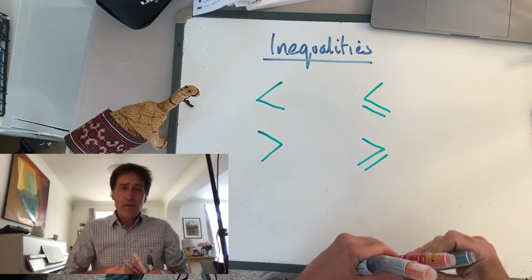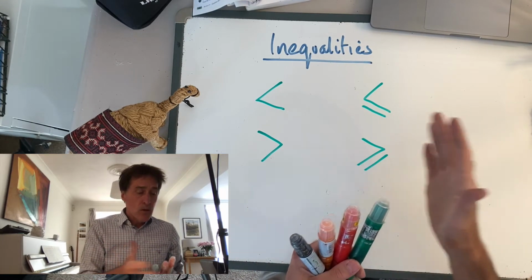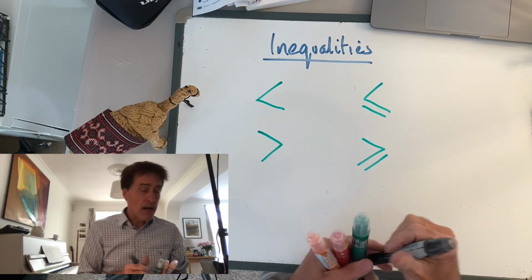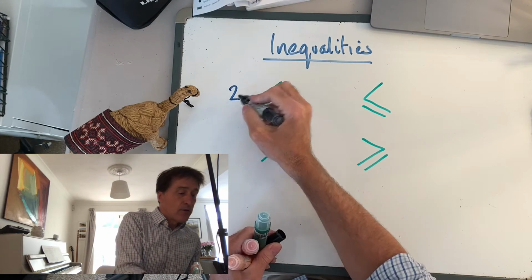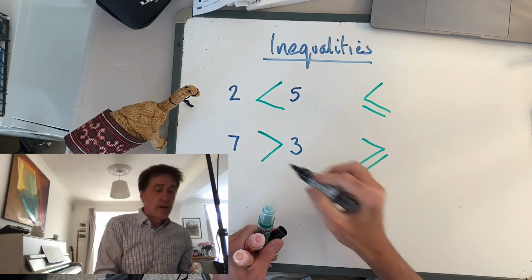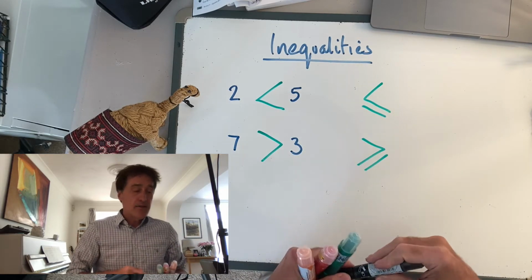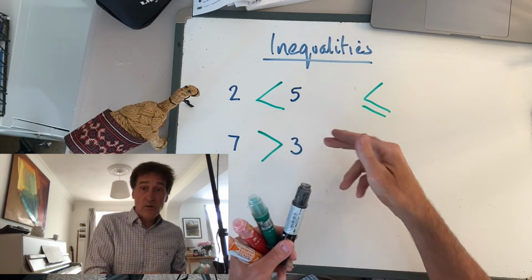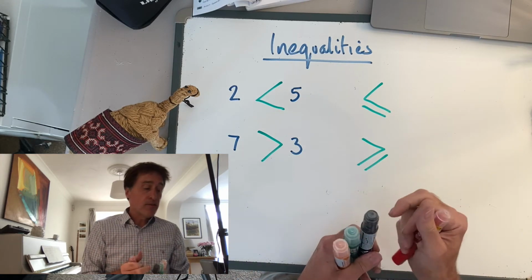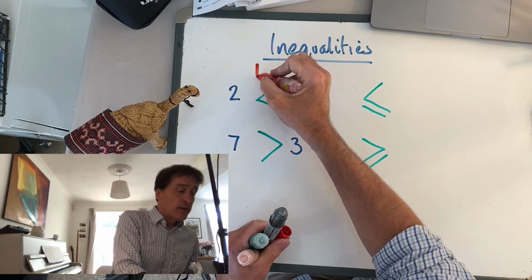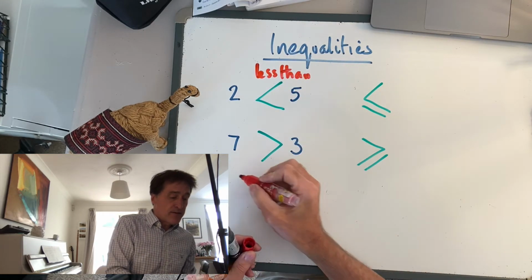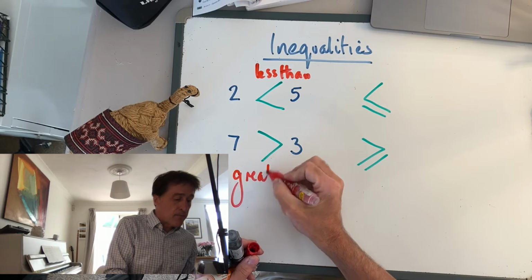So I wonder if you can remember what these mean. I'll give you some clues. I'll put some numbers in and that might help you. If we see here, this should help you remember which one is which. That first symbol is going to be less than. So this means less than, and therefore this is greater than.